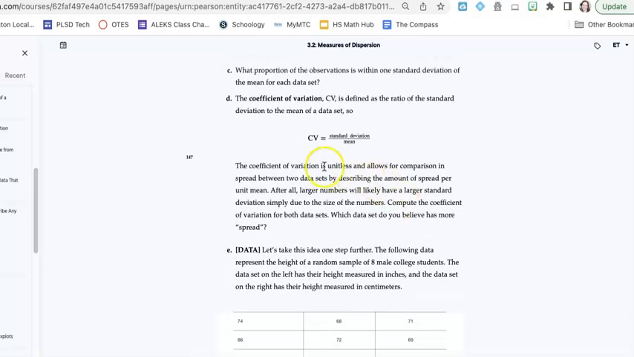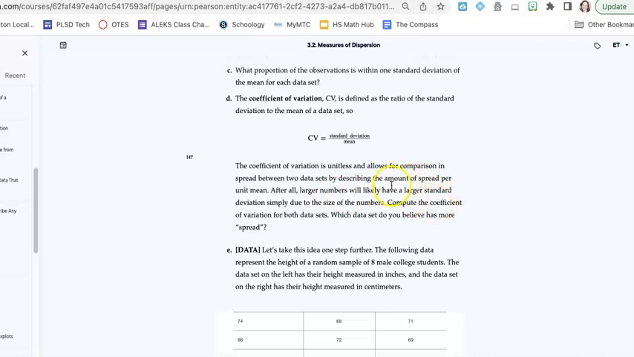It tells you here that it's unitless and allows for comparison in spread between two data sets by describing the amount of spread per unit mean. Because otherwise, if we're measuring in different units, when you have larger numbers, it's going to have a larger standard deviation because the numbers are bigger to begin with.